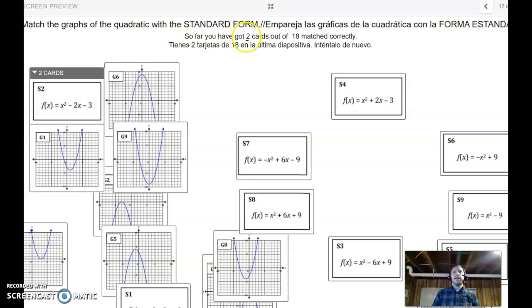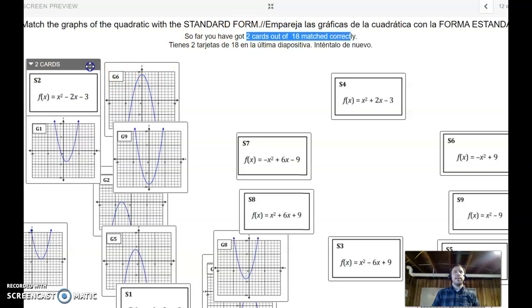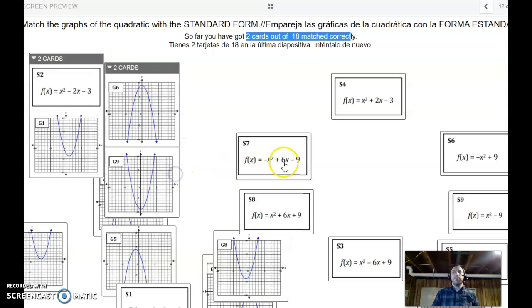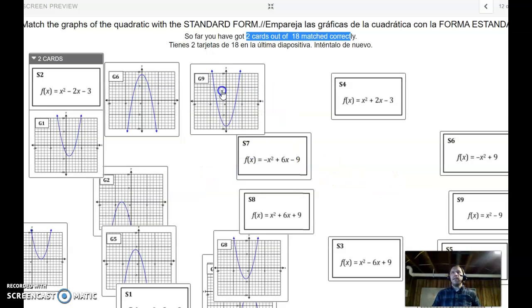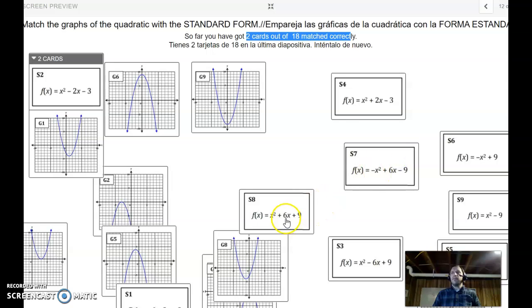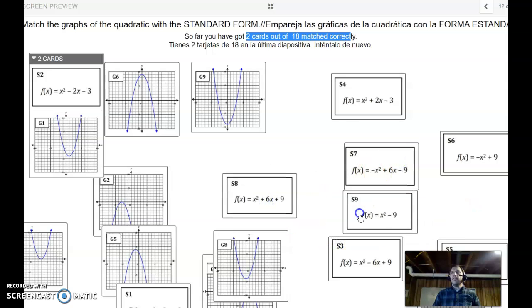All right, and you can see I got 2 out of 18 cards matched correctly. Again, if you're stuck, plug these into a graphing calculator and you can match up the graphs that way. This one is a negative, so it's going to open down, and it intersects at -9. And so you're looking for something that opens down that has an intersection point at -9. If you look here, this one intersects at -9, but it's opening up.